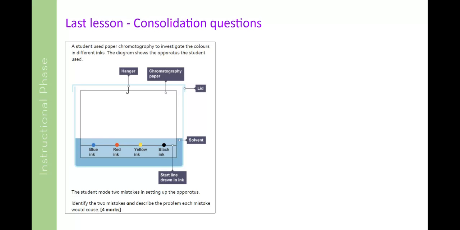Now, the second problem, if you study the image, you can see that the solvent line is way above the ink spots. So the solvent line is above the sample spots. This means that the ink will wash into the solvent back down into the trough, and the experiment won't work.